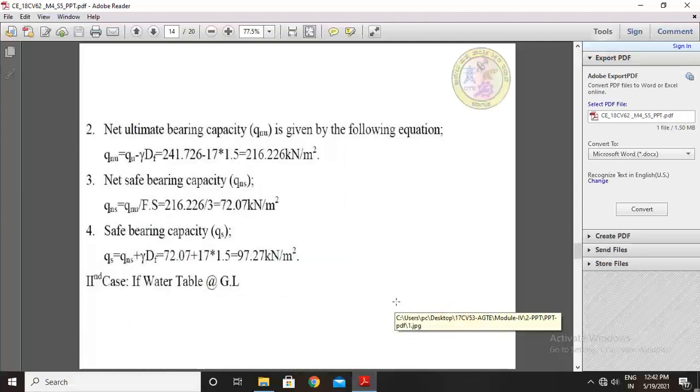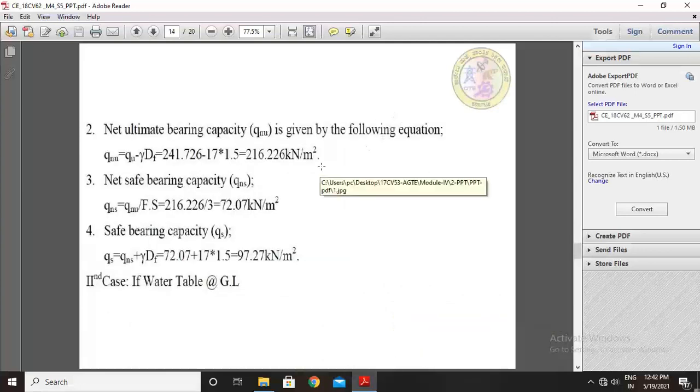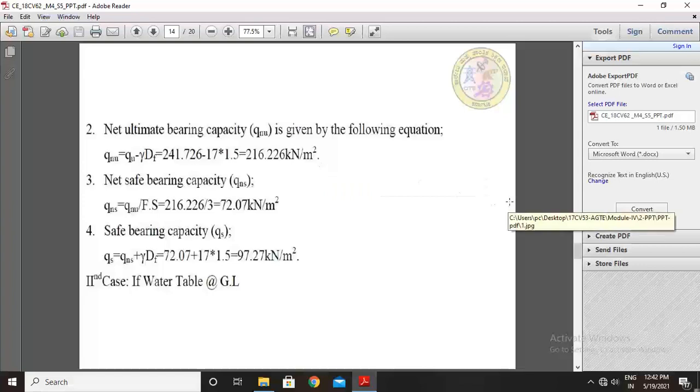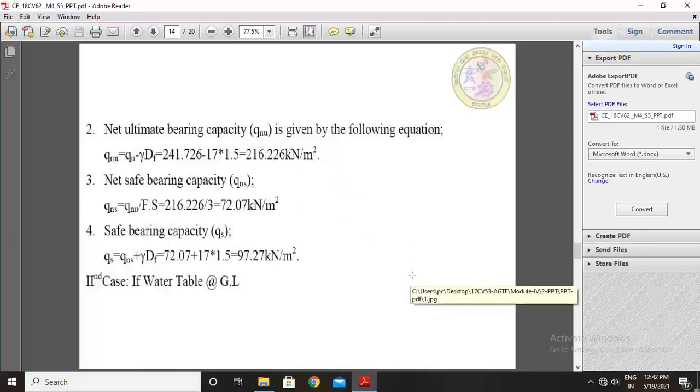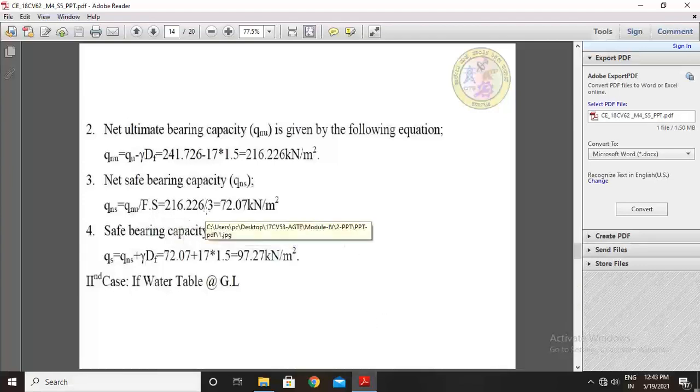In the second step, calculate net ultimate bearing capacity, given by the following equation. That is Qnu equal to Qu minus overburden pressure. So while substituting values, we are getting 216.226 kilonewton per meter square. Then net safe bearing capacity is given by net ultimate bearing capacity divided by factor of safety. Now substitute the values, finally we are getting 72.07 kilonewton per meter square.